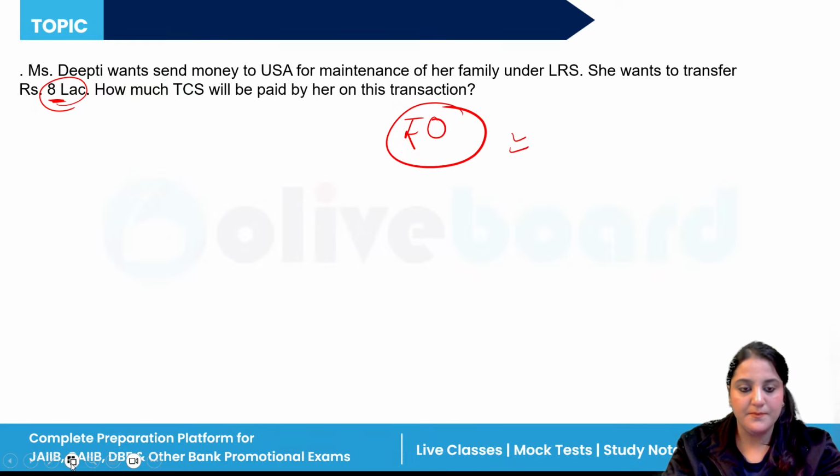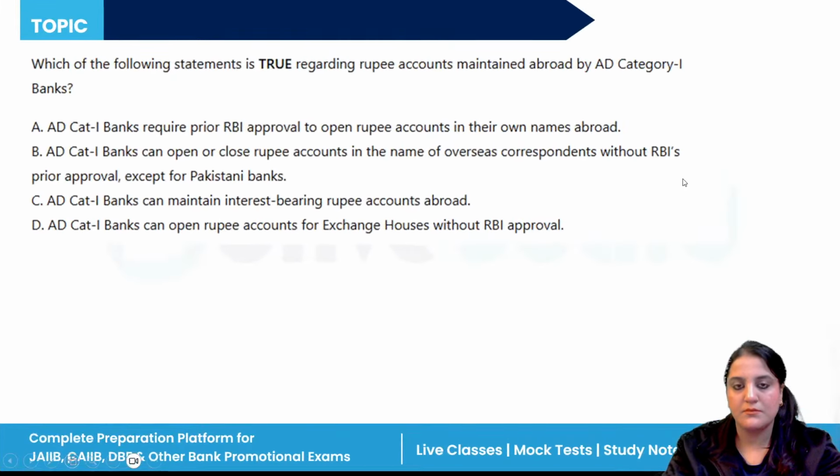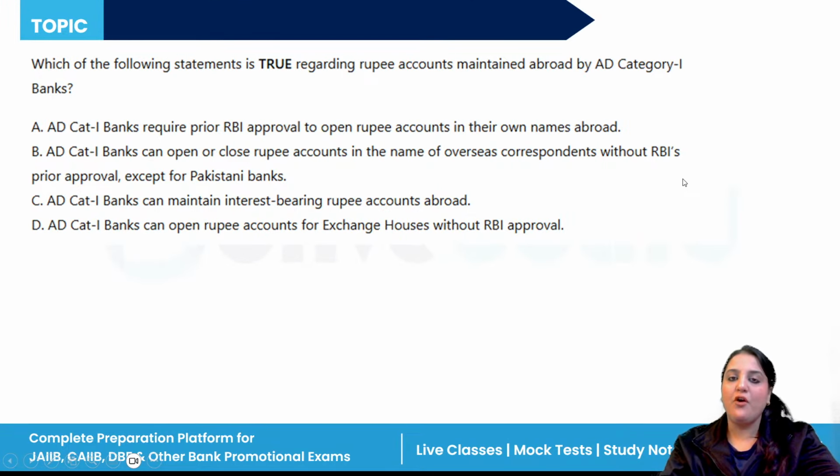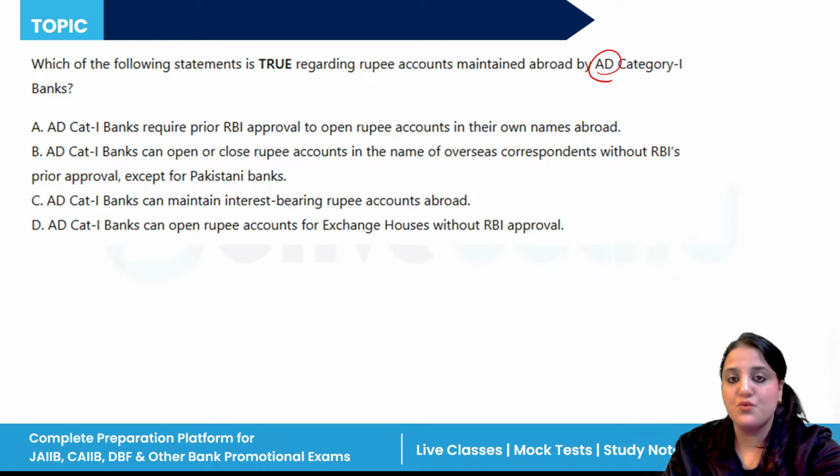Then next question. Which of the following statements is true regarding rupee account maintained abroad by authorized dealer category 1 banks? See, authorized dealers are those persons, banks, institutions who got the license from the RBI to handle all the forex exchange transactions. So which of the following statements is true here?